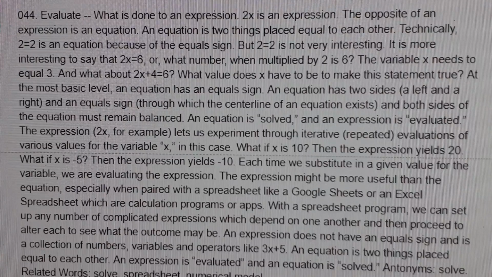An expression does not have an equal sign, and is a collection of numbers, variables, and operators like 3x plus 5. An equation is two things placed equal to each other. An expression is "evaluated," and an equation is "solved." Antonyms: solve. Related words: solve, spreadsheet, numerical model.